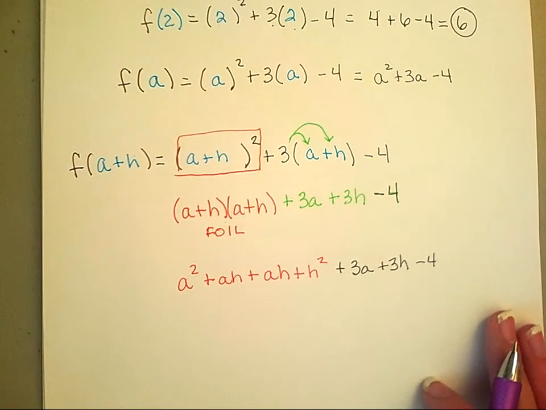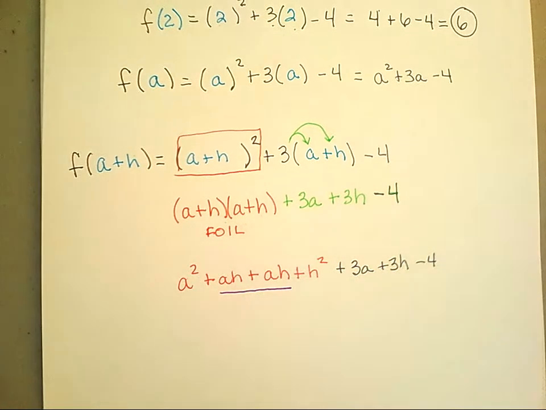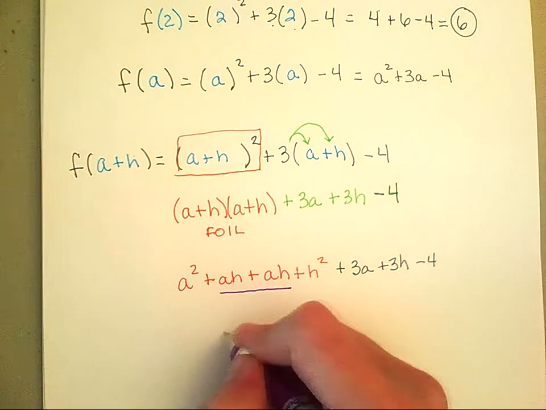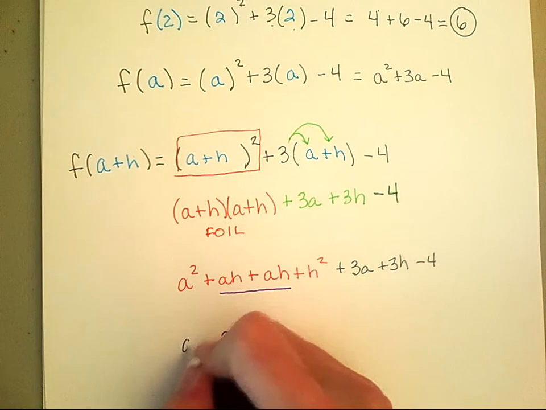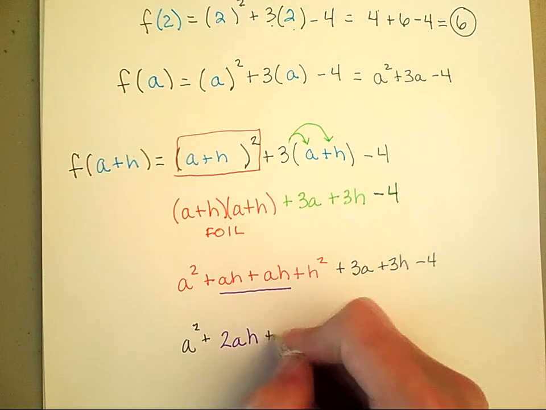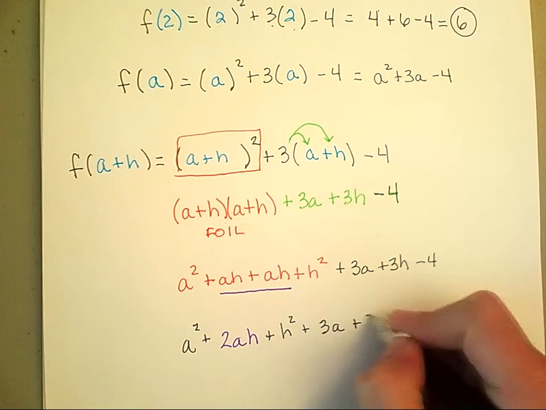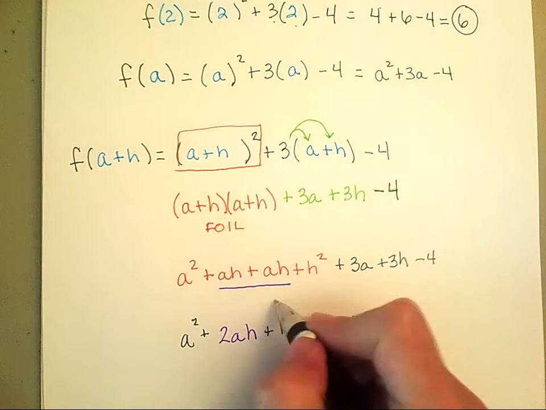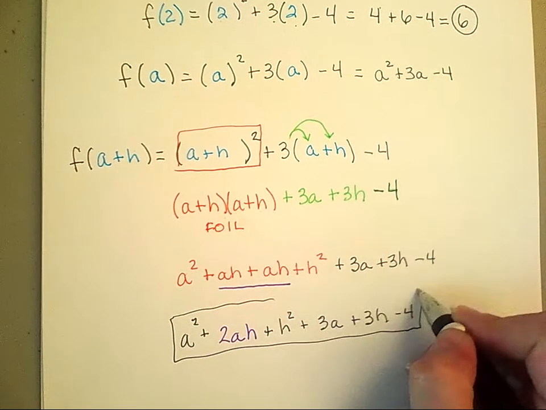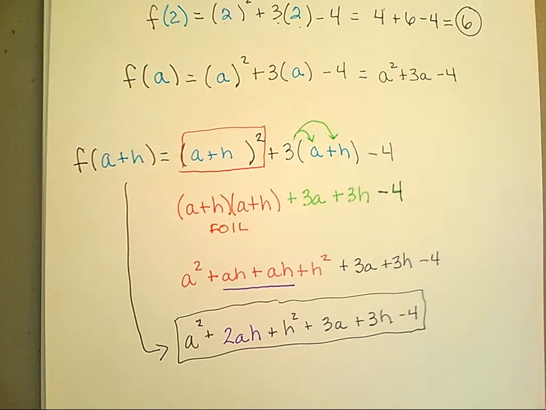Then lastly, what we'd want to do is combine like terms. In that case, ah and ah, if I add those together, I'm going to get 2ah. And the rest will just come along because they're not like terms. So in that way, we see that f of a plus h is equal to this.